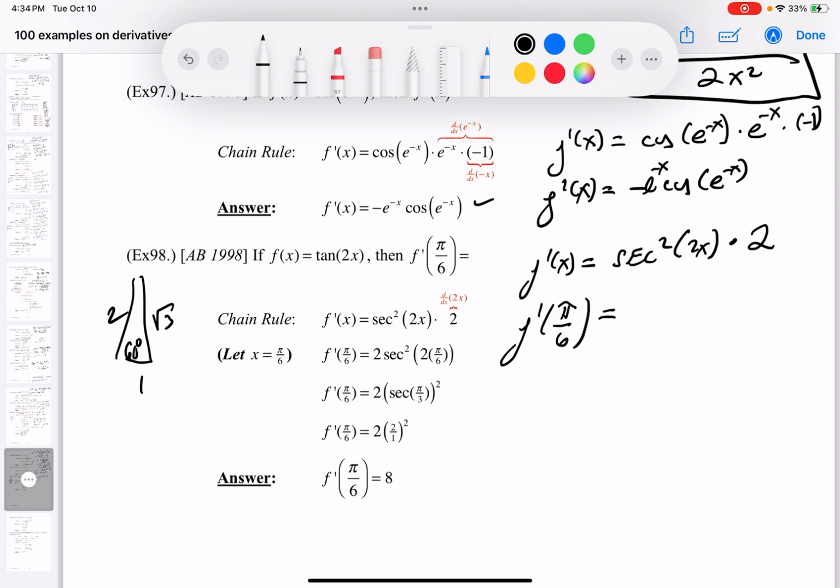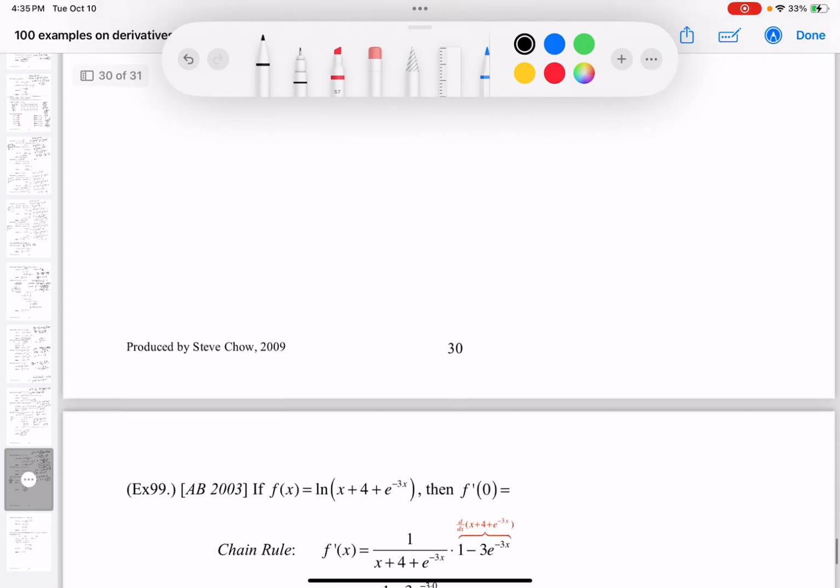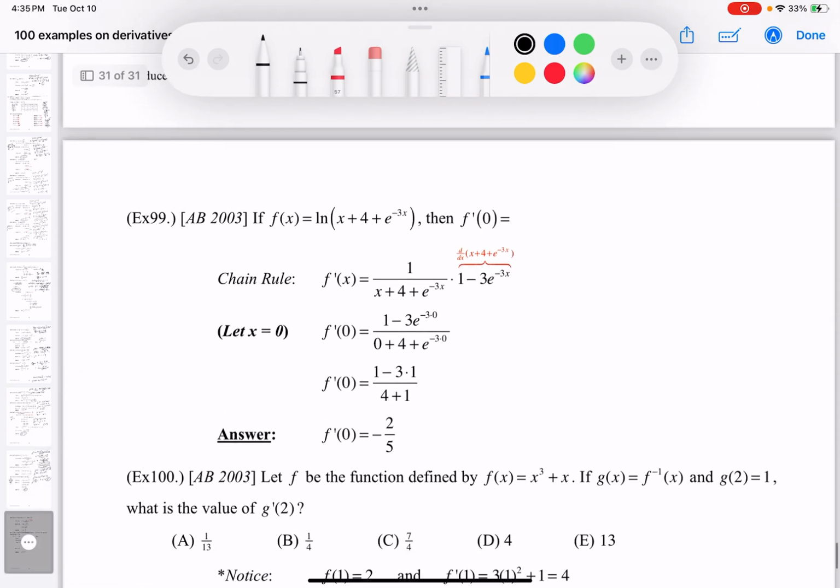All right? So the secant of, if I did the pi over 6 and pi over 3, which is 60 degrees, that would be 2. All right? 2 over 1. And the square of that's 4. And 4 times 2 is 8. All right? All right, let's keep moving. This one doesn't look too bad, so I'll write this down.